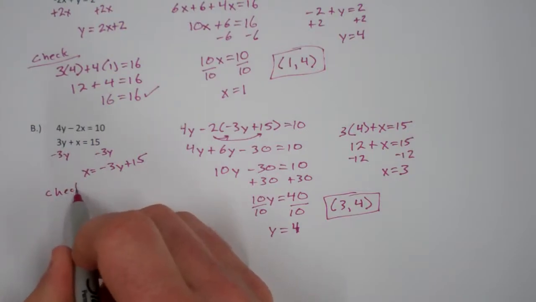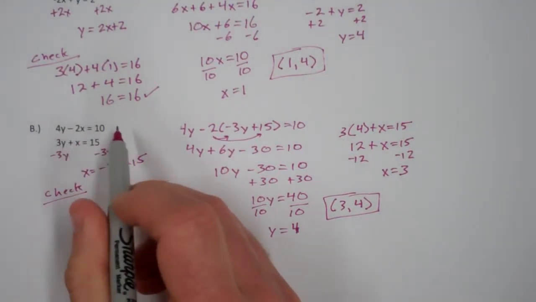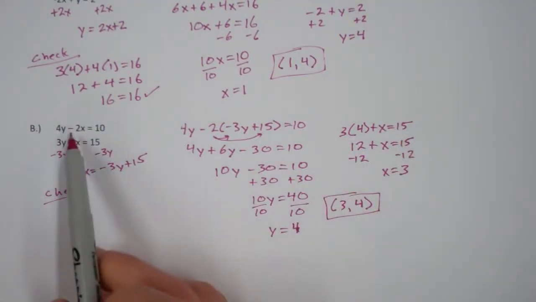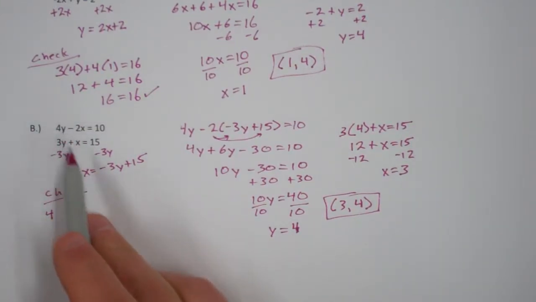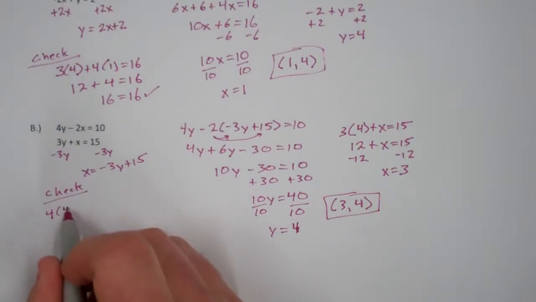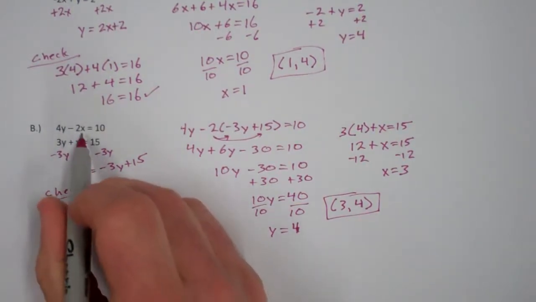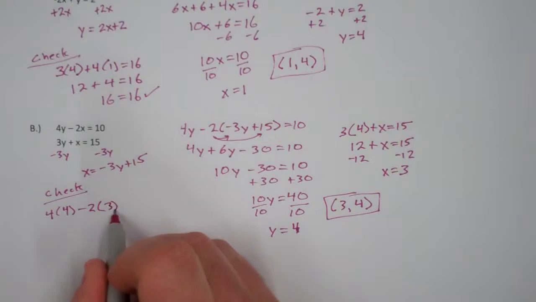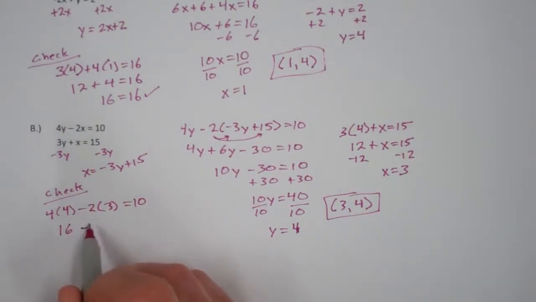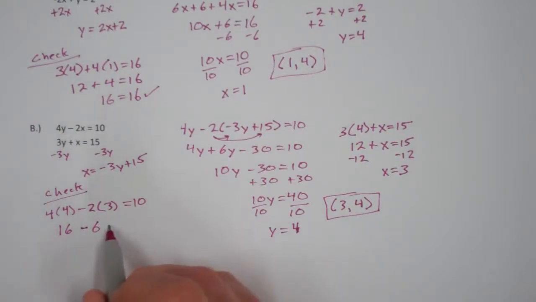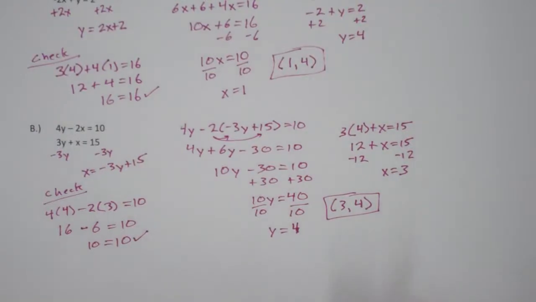So to check our solution, we'll just write this equation down, the one we didn't use last, and we'll replace those variables with what we think they're equal to. So the y is 4 for this one, x is 3, and hopefully we get 10 out of this. So 4 times 4 is 16, 2 times 3 is 6, and there's a minus sign there, and 16 minus 6 is 10. Got one last example here.